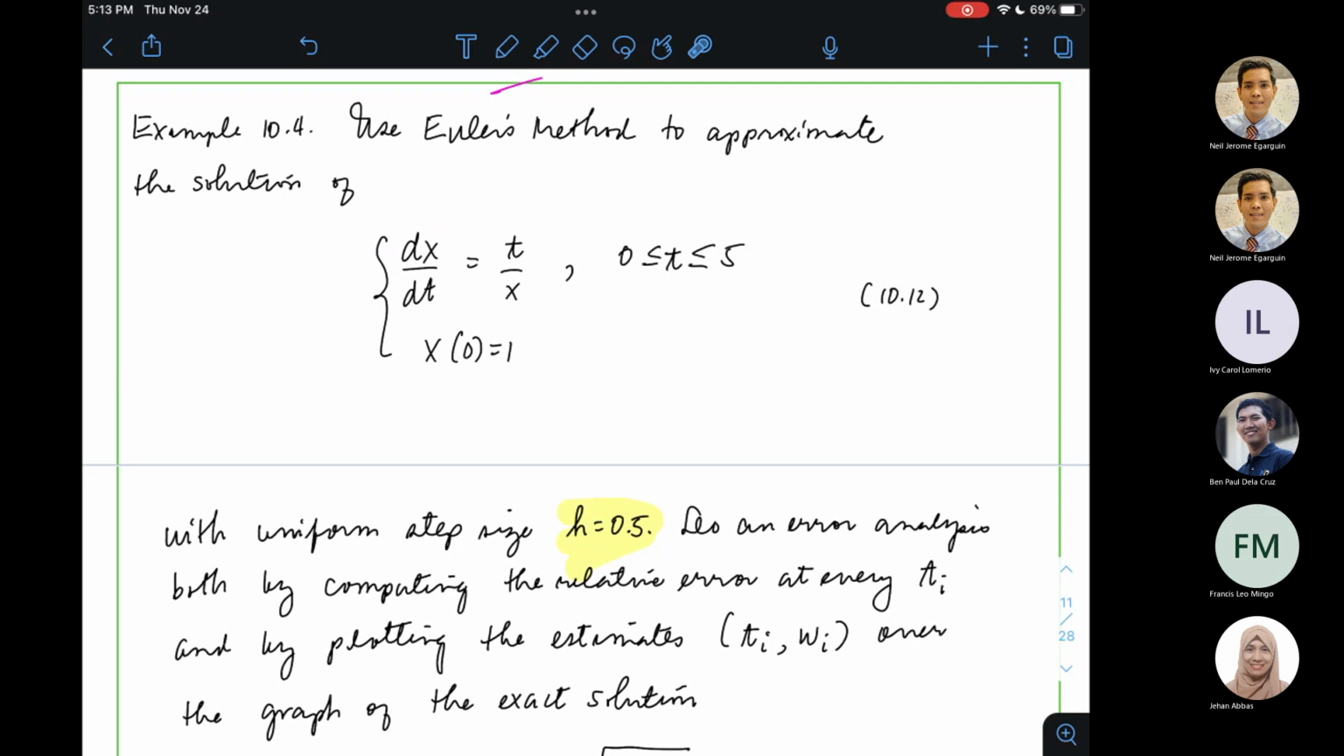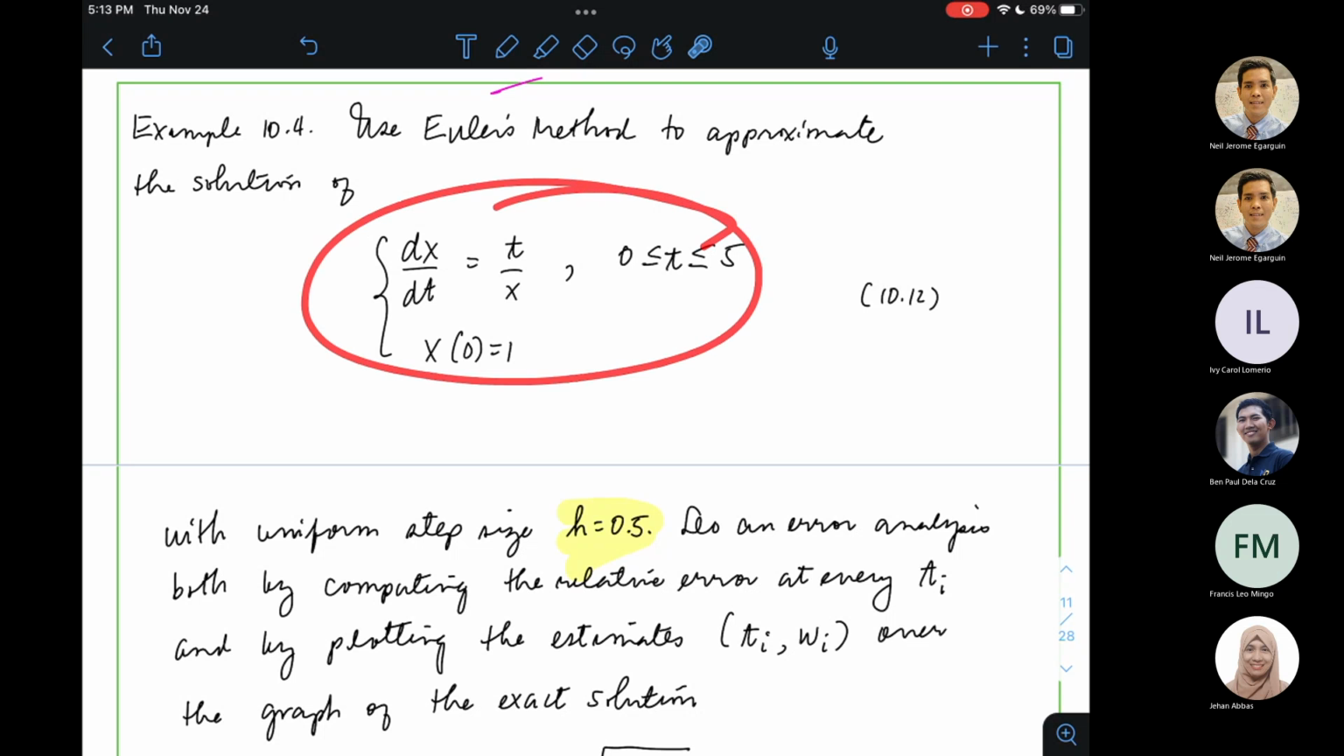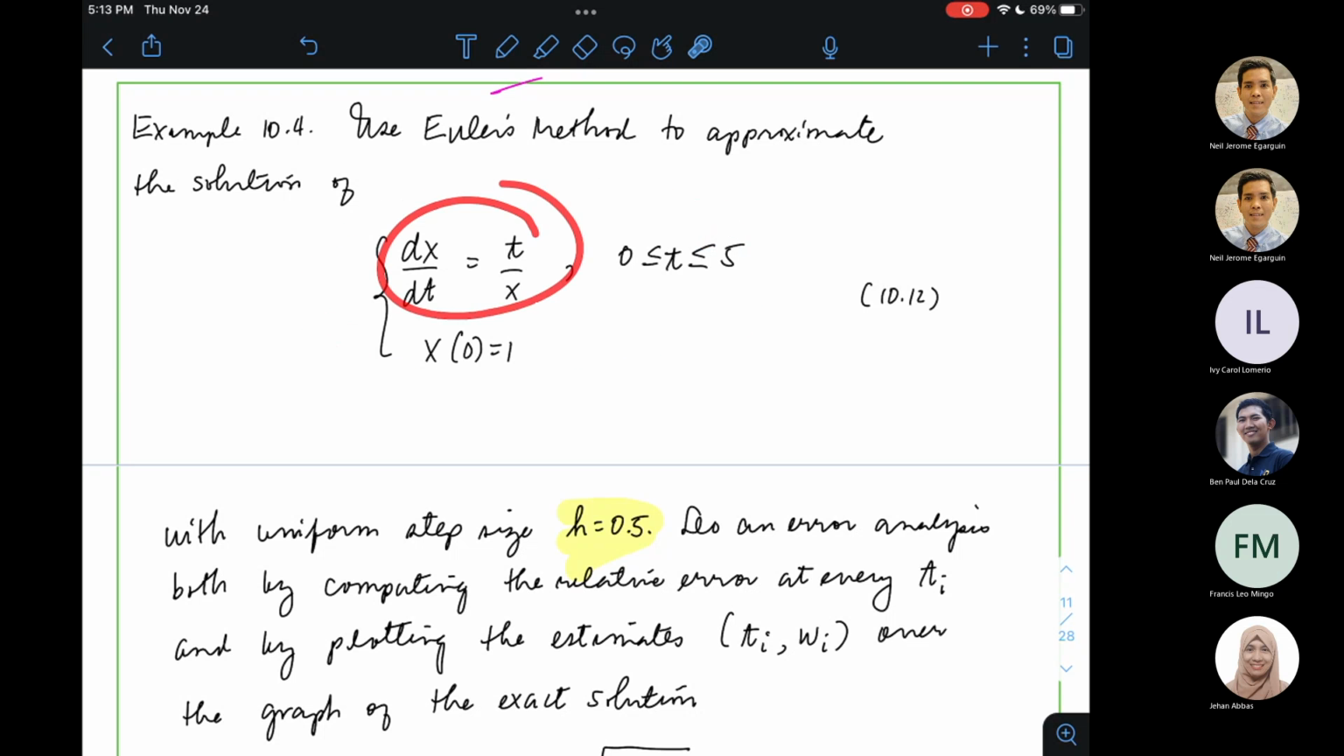Madali lang naman siya kasi separable naman yung differential equation by just multiplying both sides of this guy by x dt. Then you can integrate, then you'll get the exact solution. All right. Then you plug in the initial condition to get the particular solution. Okay. Pero gamitin natin Euler's method.